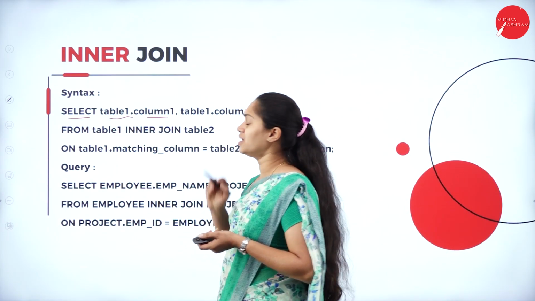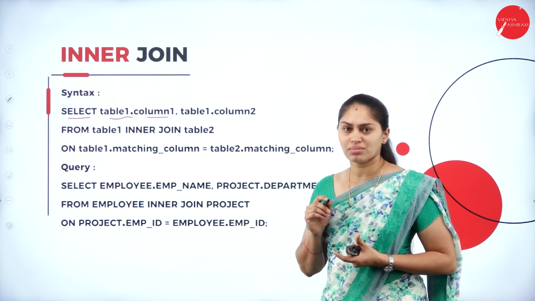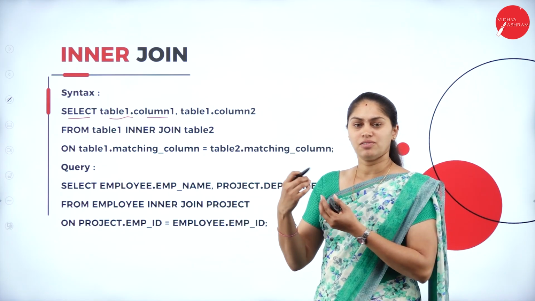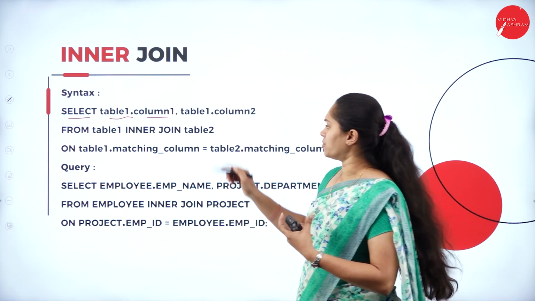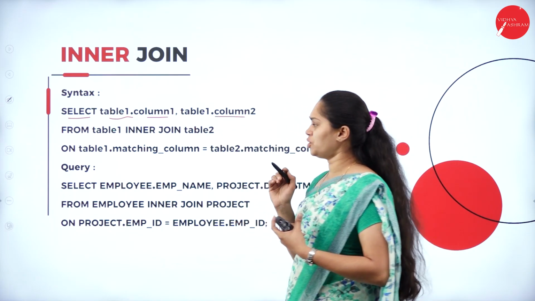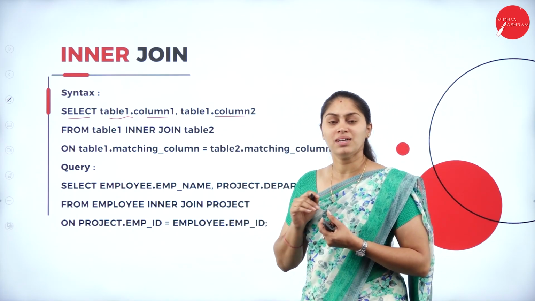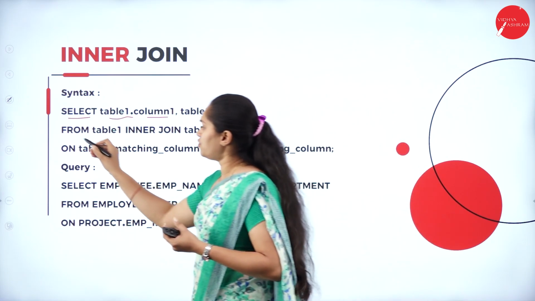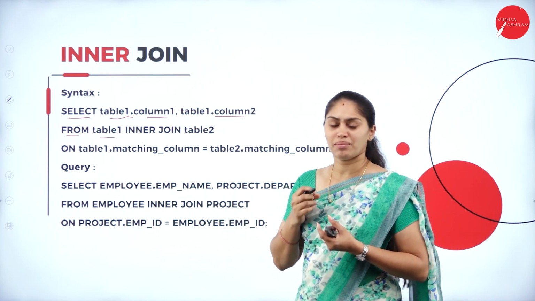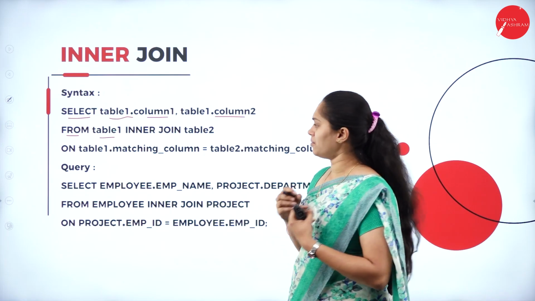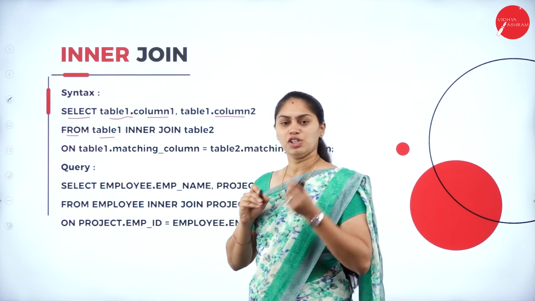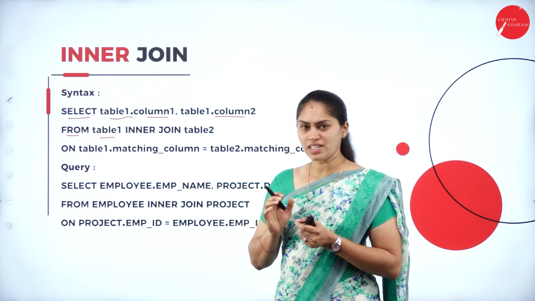Select table 1 dot column 1. So based on some criteria, we are fetching some column values, comma, table 1 dot column 2. You can have any number of columns that you want to fetch from table 1. From which table am I fetching the column name? From table 1, so use the dot operator in order to fetch the column.